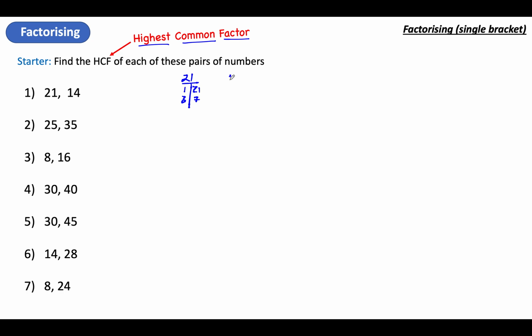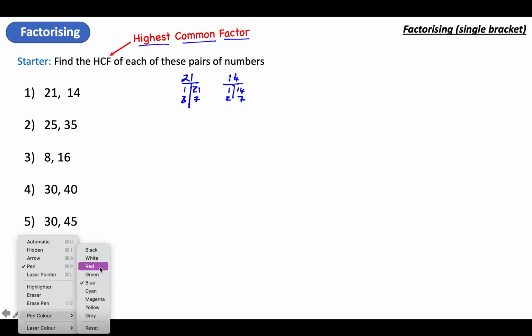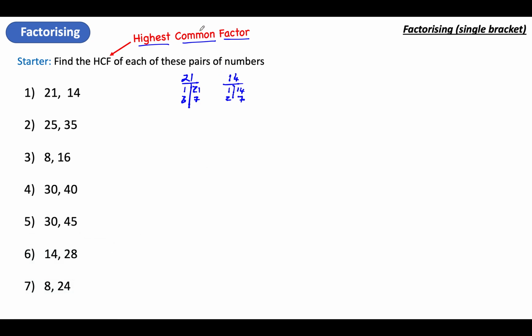Then I do the same for 14 as well. So 1 times 14 makes 14. And 2 times 7 makes 14. So all four of those are factors of 14. Now I want the one that's common to both, so that would be either 1 or 7, but I want the highest one. We're always after the highest common factor. So the highest common factor of these is 7.